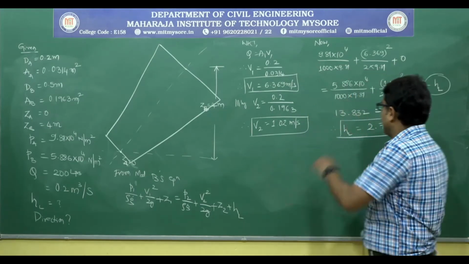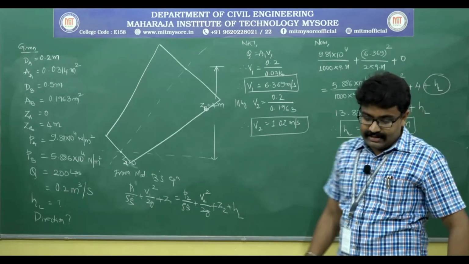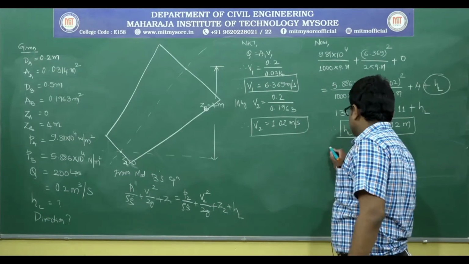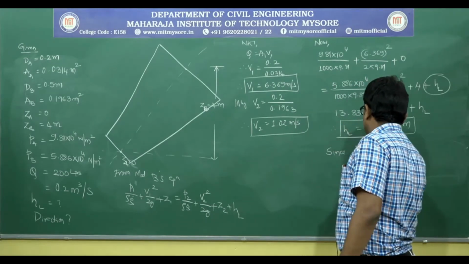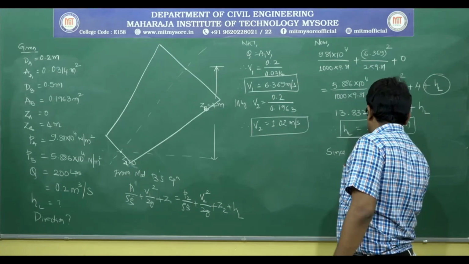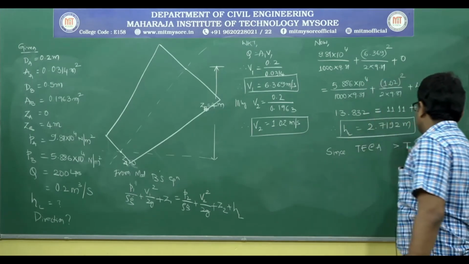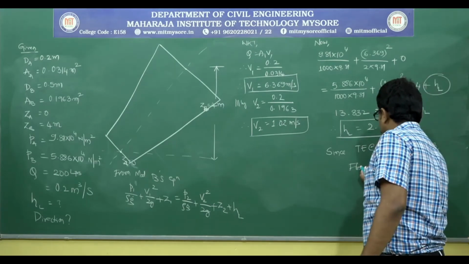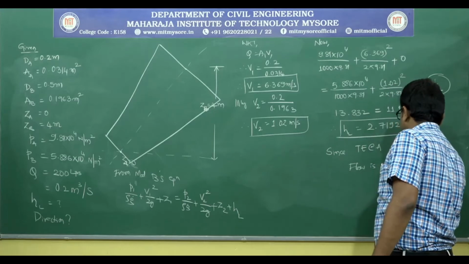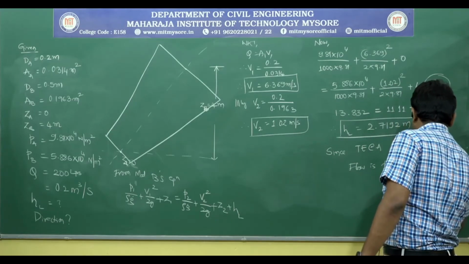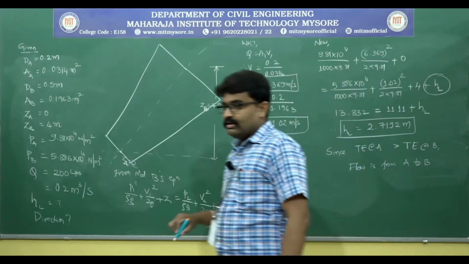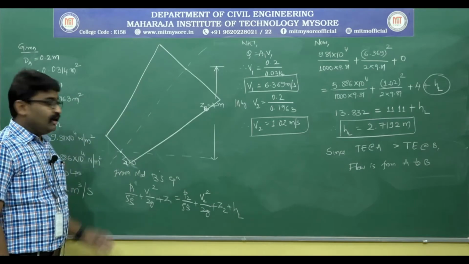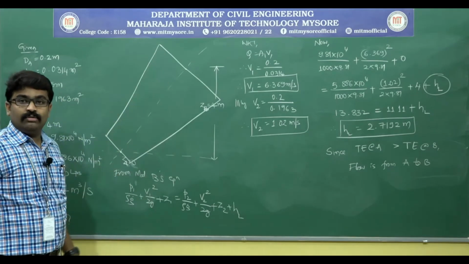So, what is the energy at A? Energy at A is greater than energy at B, and hence the direction of flow is from A to B. So, I will write that since total energy at A is greater than total energy at B, flow is from A to B. You can ask me, A is at the lower elevation, B is at the higher elevation, how can the flow be from A to B?